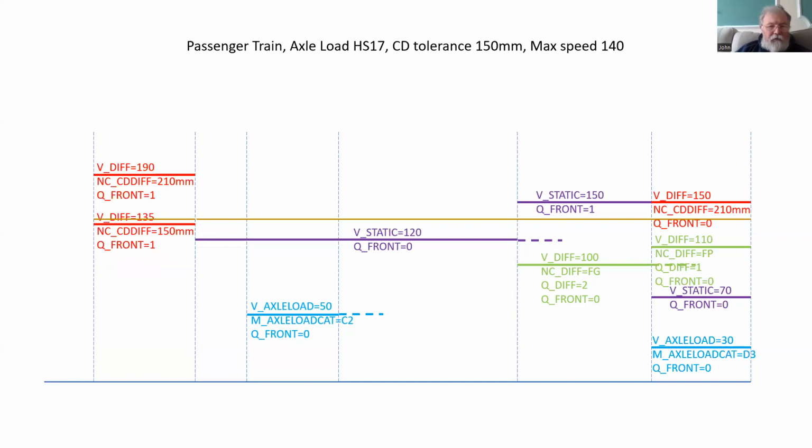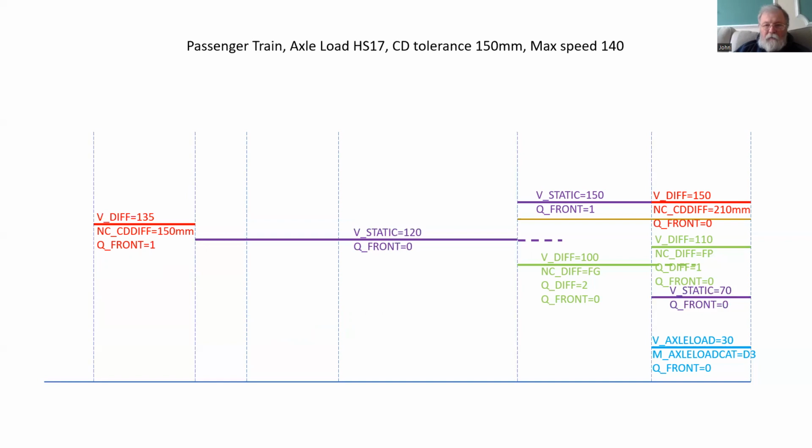And that will replace the V static and the higher Cant deficiency will also not be used. So we have the speed for the first section. Moving on to the next couple of sections, the train is lighter than the axle load, so the axle load category will not apply. However, the V static is less than the maximum speed of the train, so the train will be restricted to the V static, including the dotted section on the end.